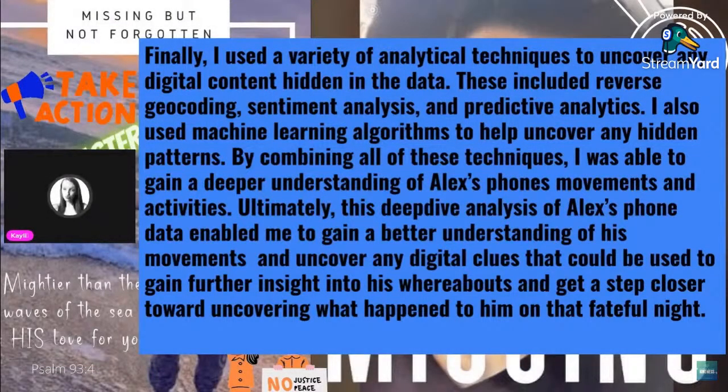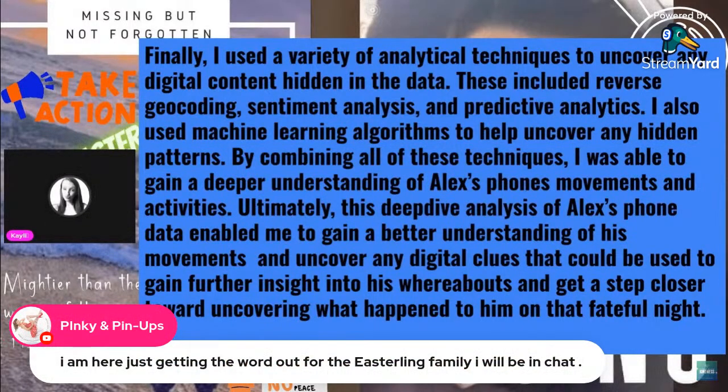So, by combining all of these techniques, I was able to gain a deeper understanding of Alex's phone movements and activities. Ultimately, this deep dive analysis of Alex's phone data enabled me to gain a better understanding of his movements and uncover any digital clues that could be used to gain further insight into his whereabouts and to get a step closer toward uncovering what happened to him on that fateful night.